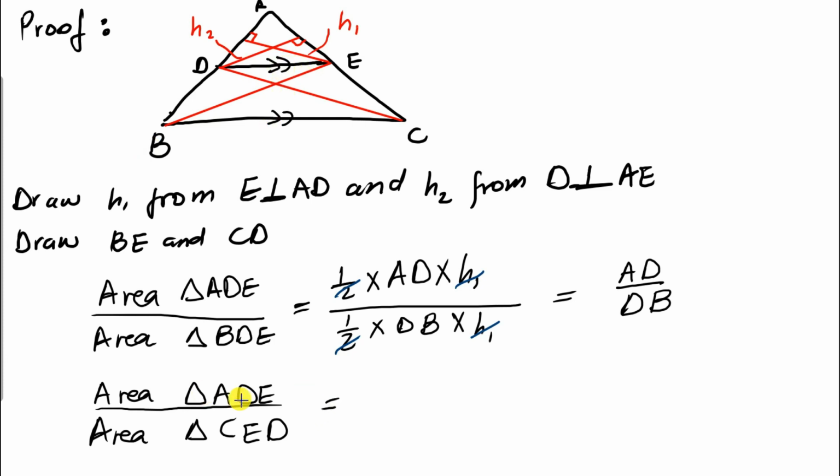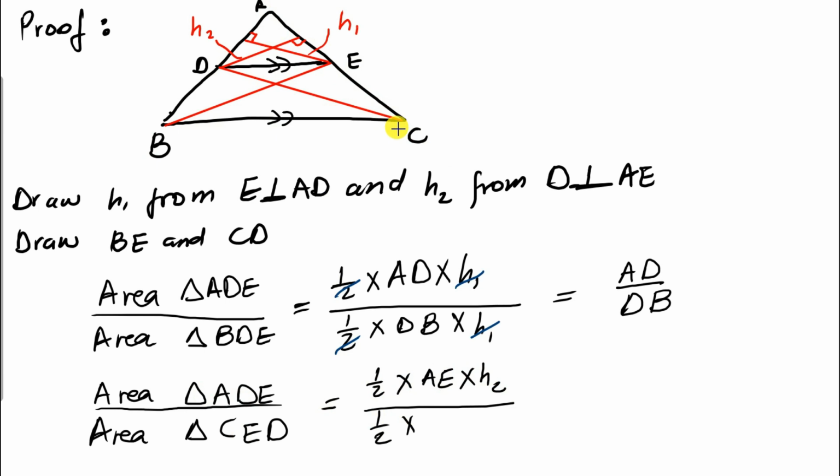So what is area of triangle ADE? It's still half times the base. What is the base now? Remember, when we compare ADE with CED, we're no longer considering height H1, we're considering this height here, which is H2. Can you see that? So what is its base? It'll be AE. So it's half times AE times H2, over half times CED.